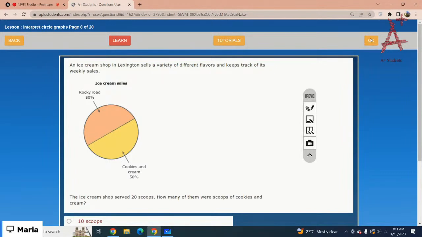Okay, the next one is an ice cream shop in Lexington sells a variety of different flavors and keeps track of its weekly sales. If the ice cream shop served 20 scoops, how many of them were scoops of cookies and cream? So 50%. So 50% of 20 means half of 20. Got it? So half of 20 is 10. So the correct option is 10 scoops.